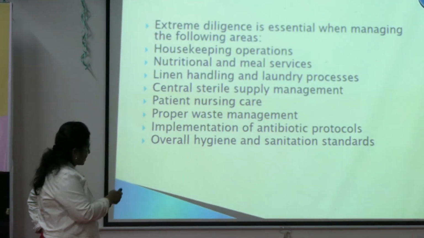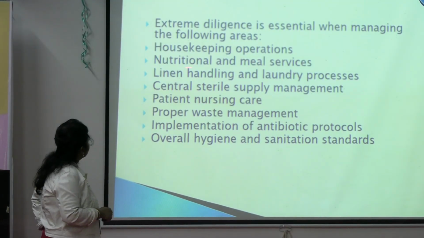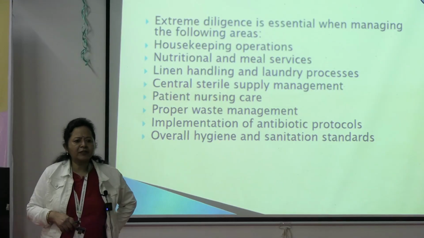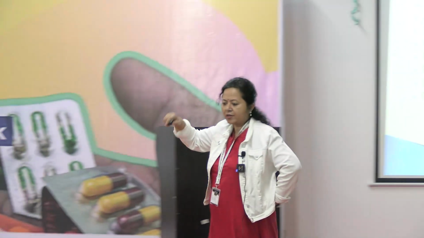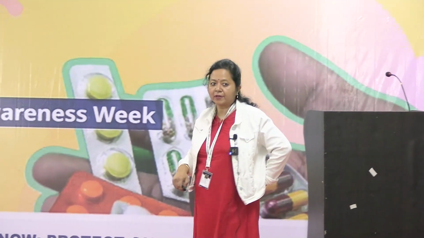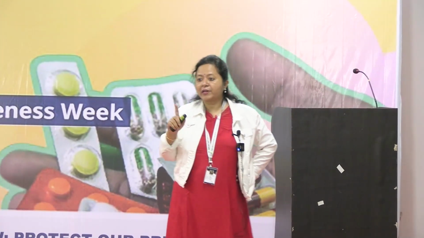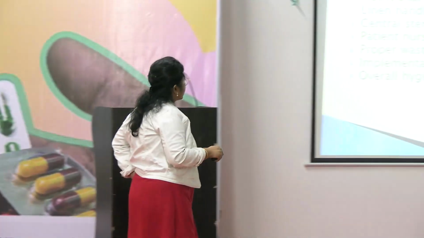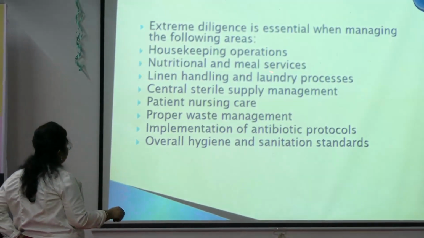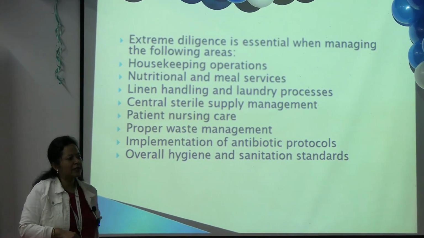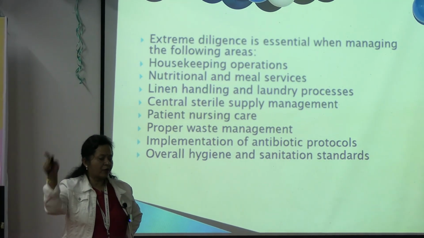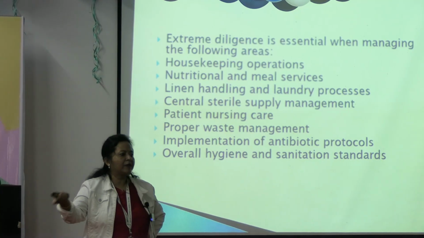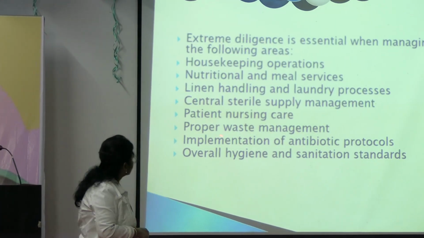Extreme diligence is essential when managing the following areas. Housekeeping operations, very important. We as doctors, we think that we are at the top, but the person who is at the bottom, the housekeeping people, they are equally important. If they are not cleaning properly, then you cannot function properly, right? Housekeeping, nutritional and meal services, linen handling and laundry process. Very important is the linen and laundry. See, every part is important in the hospital. If the linen is not cleaned properly, it may even again carry the infection, right? So that is also important.